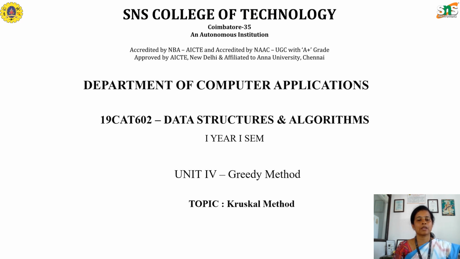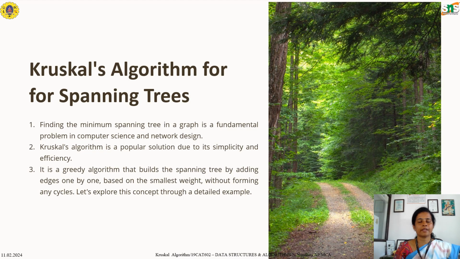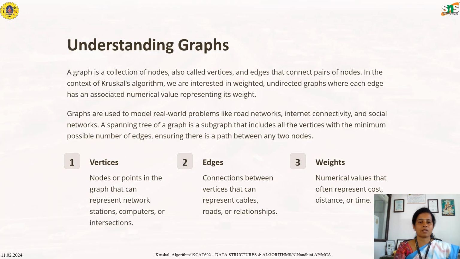Here let us see the usage of the Kruskal method. Constructing the spanning tree is very important in computer science and network design. Among the two algorithms, Kruskal and Prim's, Kruskal is the simplest one to construct the spanning tree. At the time of building the spanning tree, we add edges one by one depending on the smallest weight without forming any cycle. This is the constraint to construct the spanning tree.